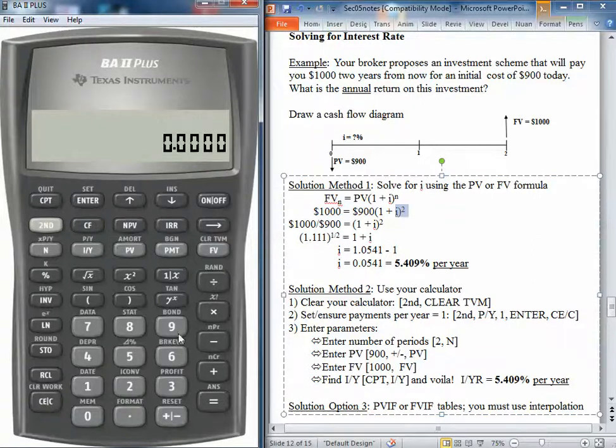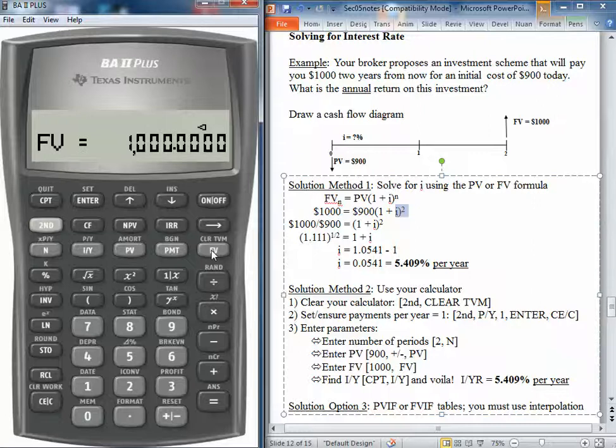And then I will put in my input. So I'm going to invest for 2 years. I don't know what the interest rate will be. I do know that I will invest $900. I'm going to make that a negative representing an outflow. And I'm going to receive $1,000. That will be positive, representing an inflow.